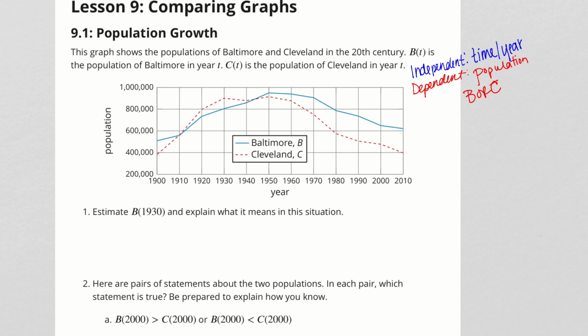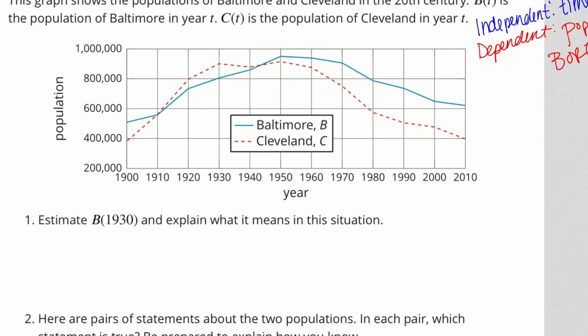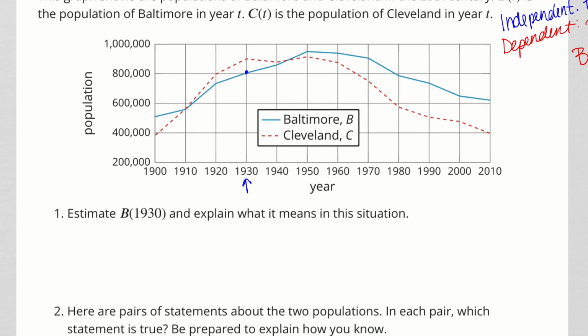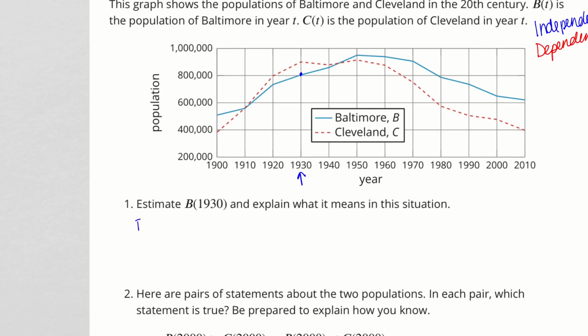Okay, so we're going to estimate B, the population of Baltimore in 1930. Baltimore is the blue line, or the solid line, on your paper. In 1930, what is approximately the population? Around 800,000. Okay, so B of 1930 is about 800,000.